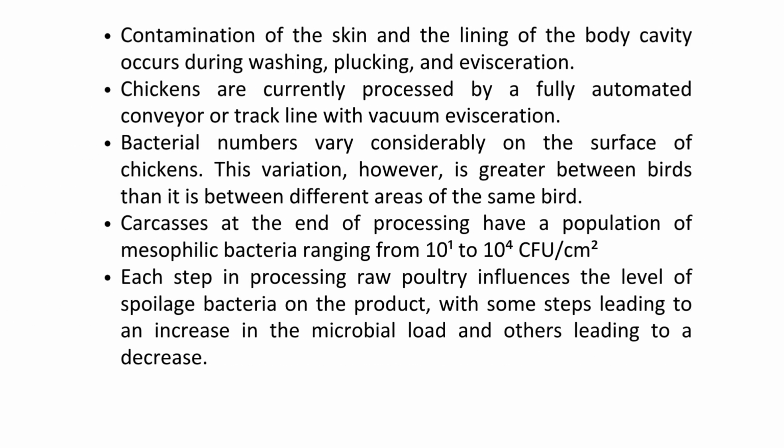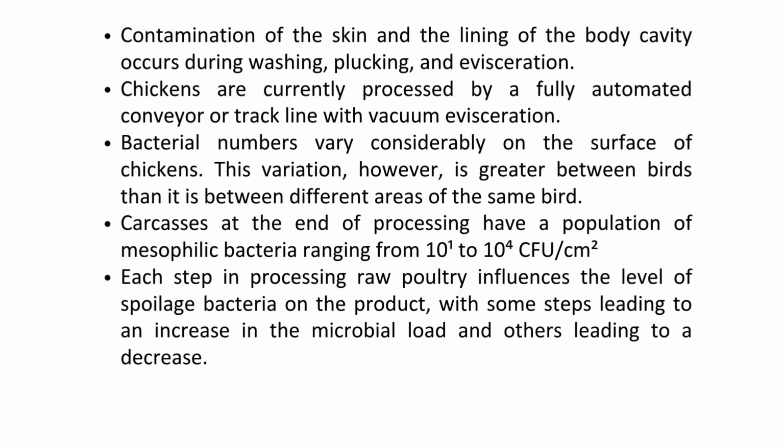Now let's talk about what happens during processing. Contamination of the skin and the lining of the body cavity often occurs during washing, plucking, and evisceration. Most chickens today are processed on a fully automated conveyor line with vacuum evisceration. Bacterial numbers on the surface can vary considerably, but this variation is greater between different birds than between different areas on the same bird. At the end of processing, carcasses can have a population of mesophilic bacteria ranging from 10 to the power of 1 to 10 to the power of 4 colony-forming units per square centimeter.